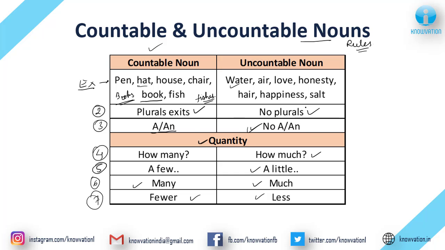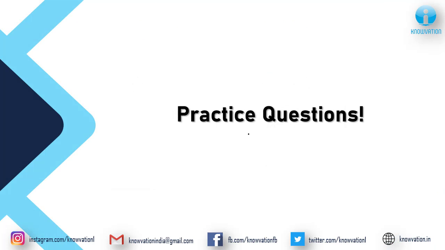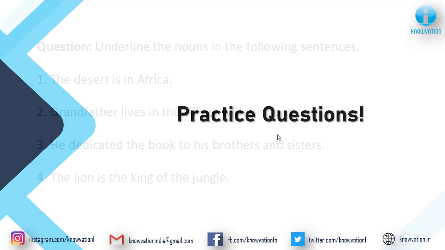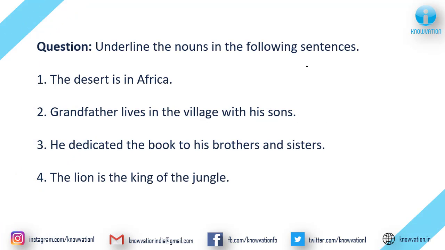चलिए आगे बढ़ते हैं दोस्तों. Now is the time to do some practice. So let's jump into the questions. All right friends, first of all, you should always very carefully read the problem statement. The problem statement here is: underline the nouns in the following sentences. So हमें nouns को ढूंढना है और इन्हें underline करना है. Friends, I'll request you to please pause the video here, try the questions on your own and then check the answers by resuming the video.